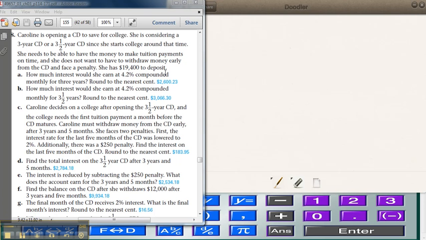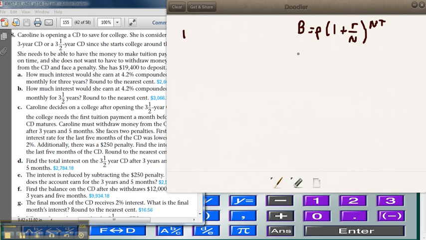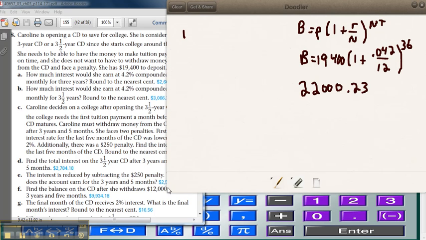Okay, so now we're going to bring out the formula. Here's the formula. Basically, B equals 19,400 times 1 plus 0.042 divided by 12, all to the 12 times 3, because it's going to be 3 years. Even though we already figured this out in the earlier problem, we'll continue. After we plug it in, we have $22,023. That's how much the CD is worth after 3 years.